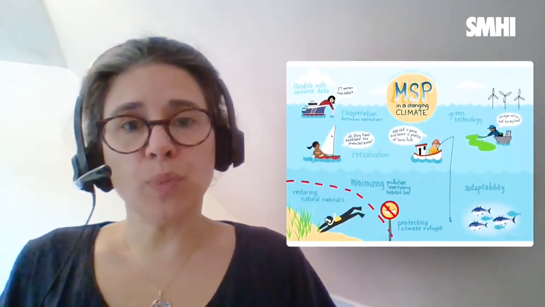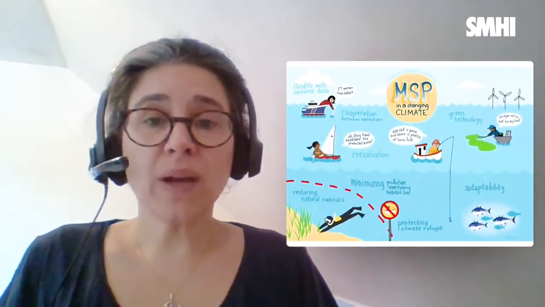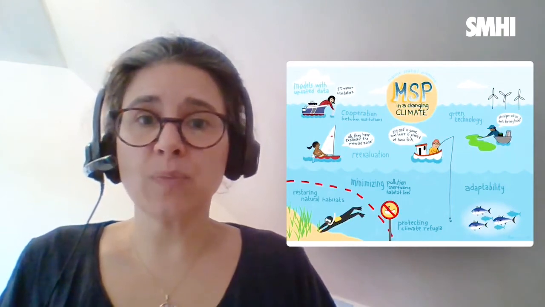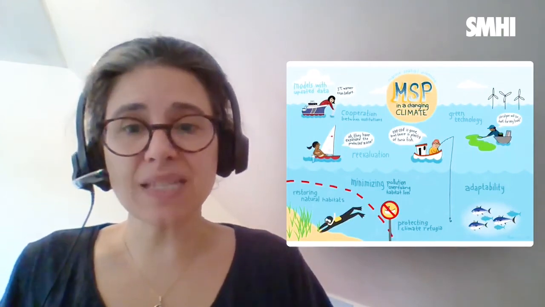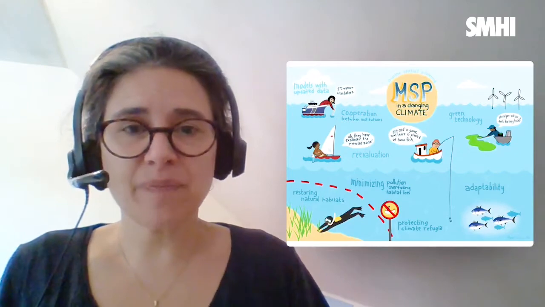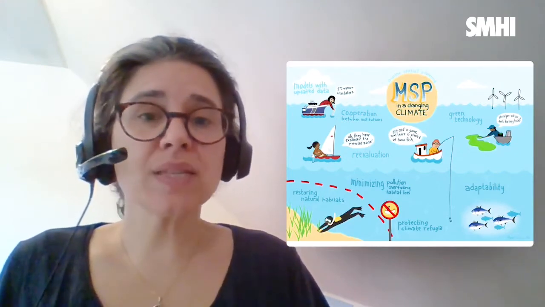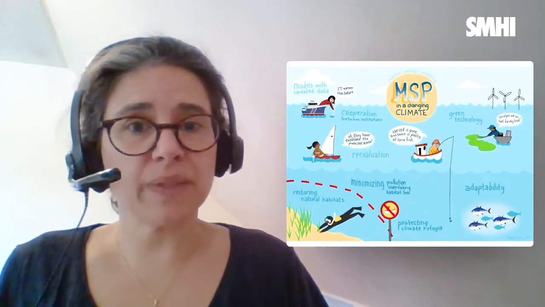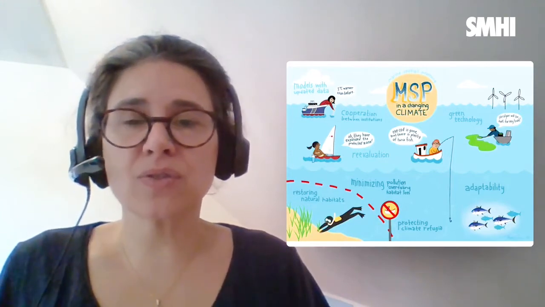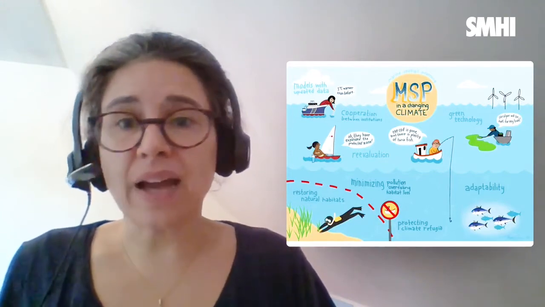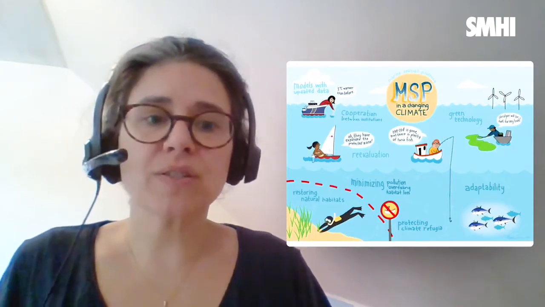Let me show you what supports our guideline. One of the initial steps in the MSP process is to assess the capacity of the sea areas, so that various parameters are looked at. To assess the impact of climate change on the marine environment, we look at parameters such as salinity, ice cover, temperature, among others.